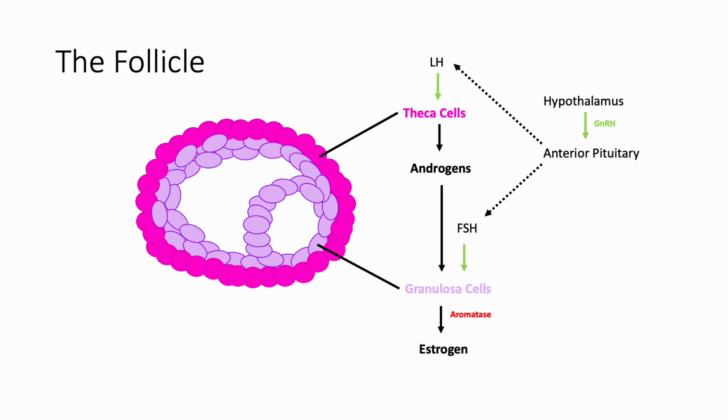So just adding in the HPA axis for completeness, the hypothalamus will release GnRH, which acts on the anterior pituitary to release FSH and LH. And again, LH is going to act on theca cells, and FSH acts on granulosa cells.